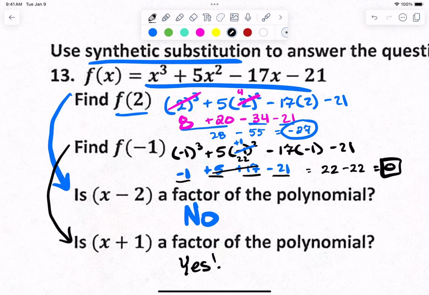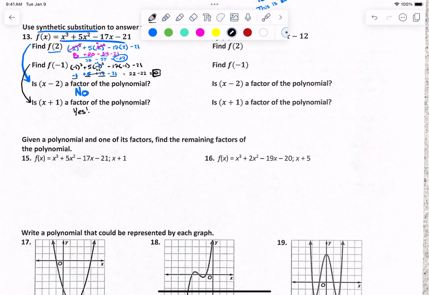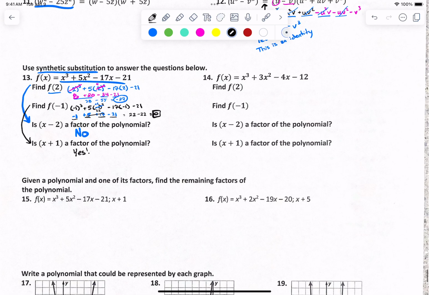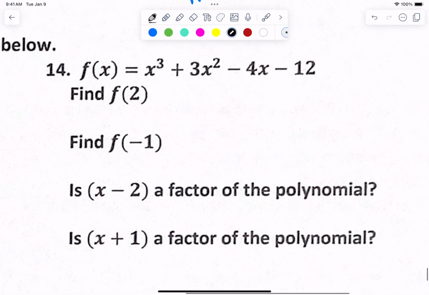On 15 and 16, can we do just, oh man, what is it called? Synthetic division? Yes. That's what you do on 15 and 16? And then you find what's left over. So you split it into like the x plus 1. Yep. Okay.